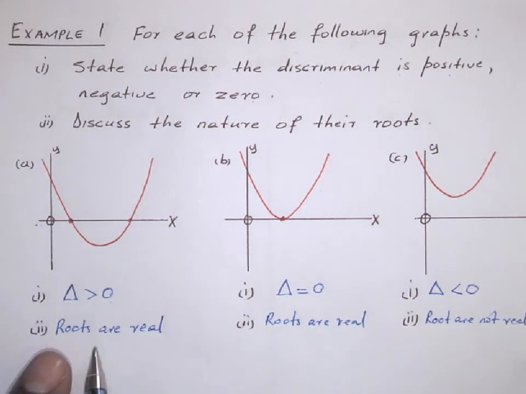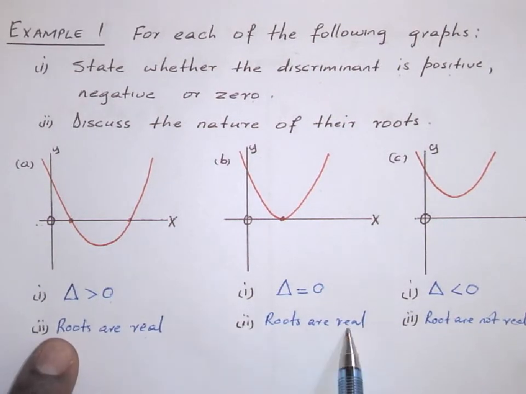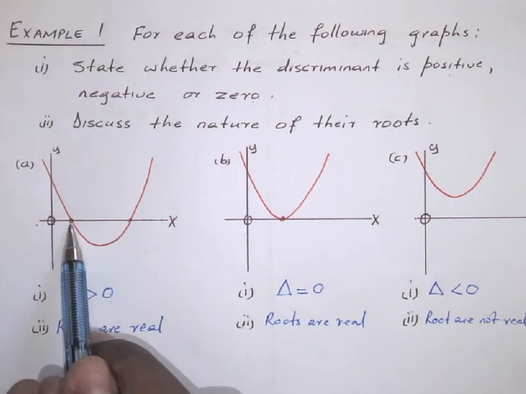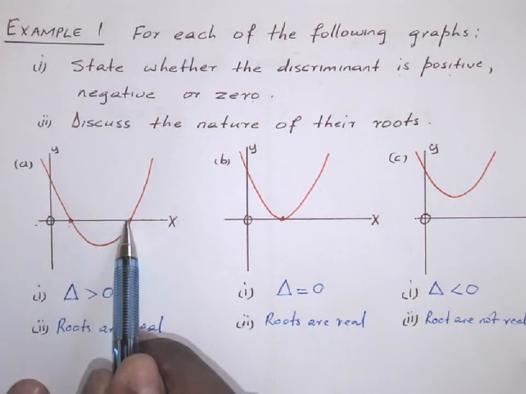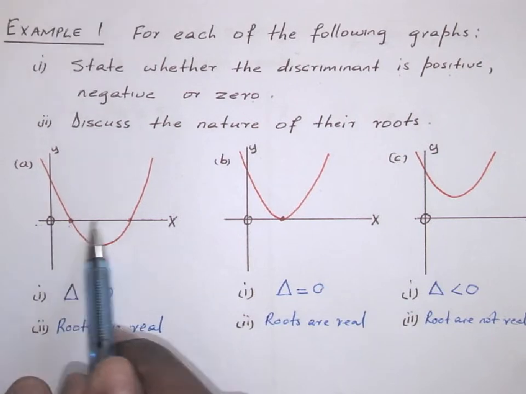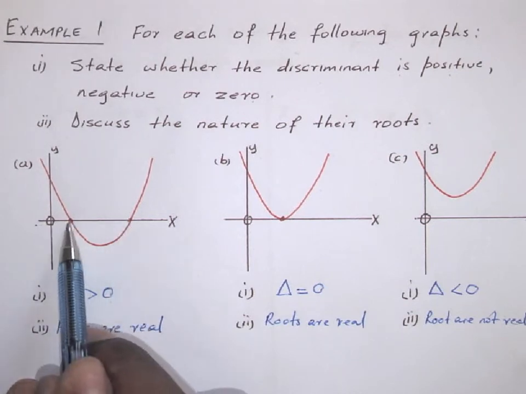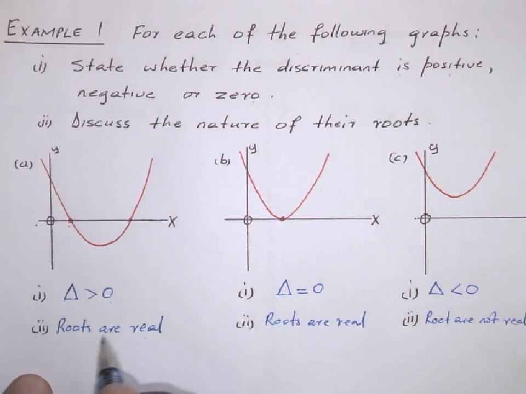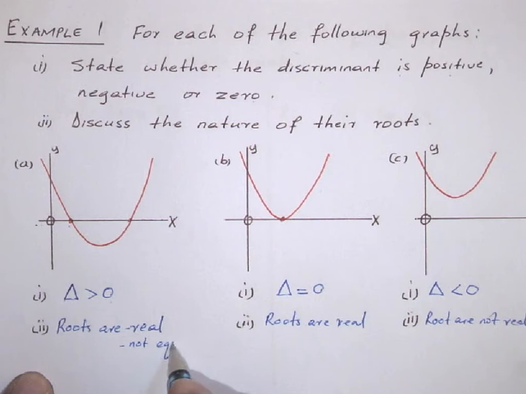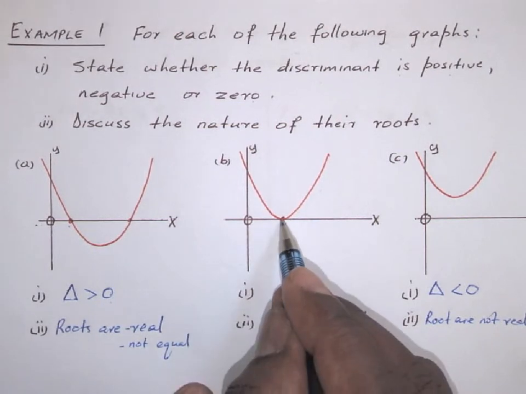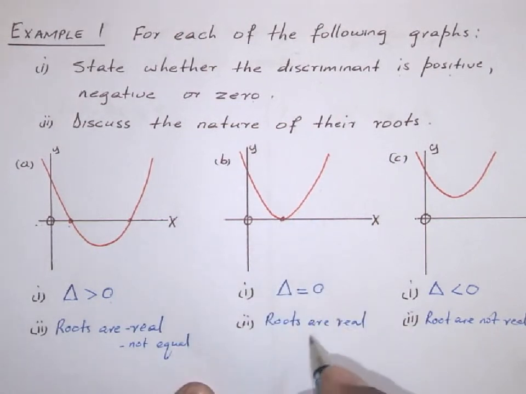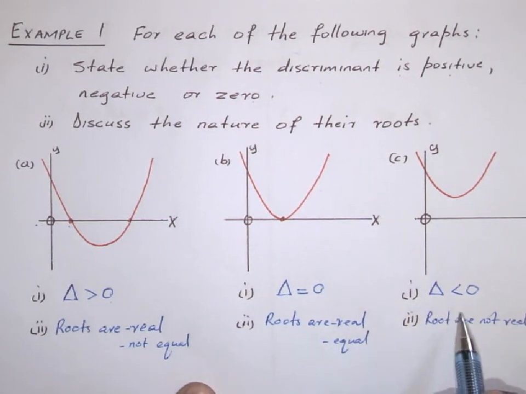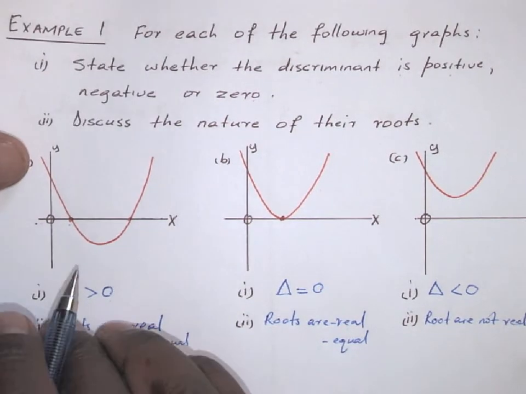Now, if you look at these ones where they are real, you can see that there are two unequal roots. They are not equal because it cuts there and cuts there. There's a number and another number. So we can say the roots are real and also not equal. But in this case, if it touches there, we say the roots are equal. With the non-real roots, you don't need to worry about them. Let's continue with another example.